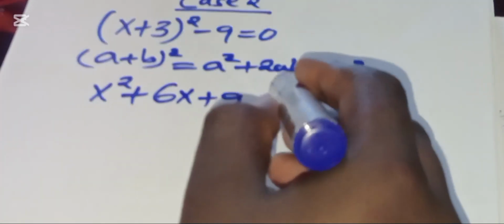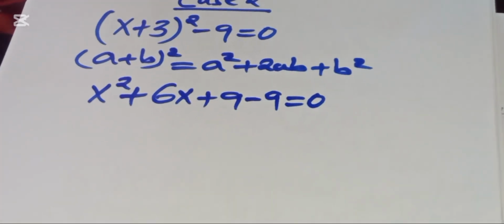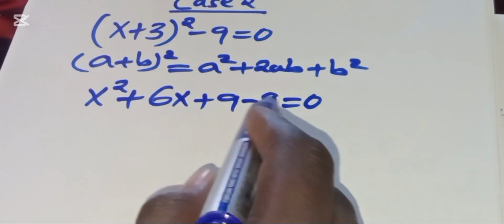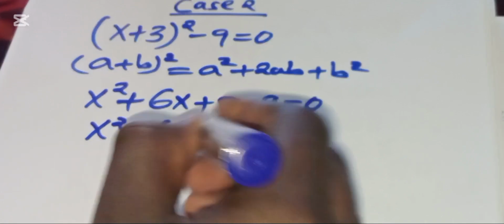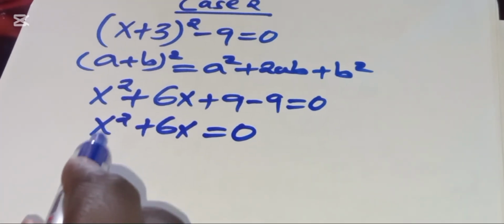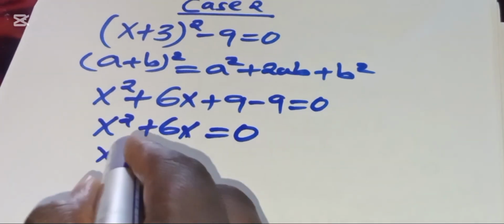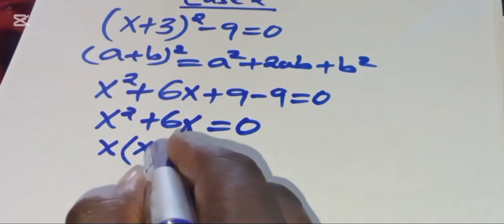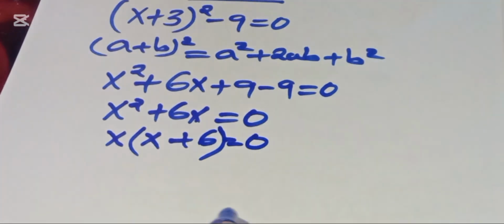So we have 6x plus 3 squared, which is 9. Subtract 9, this is equal to 0. Okay, 9 subtract 9, this is 0. So you'll have x squared plus 6x equals 0. Now from what we have here, this is x squared plus 6x. X is common, so we factor out x, so that we have x times (x plus 6) equals 0.